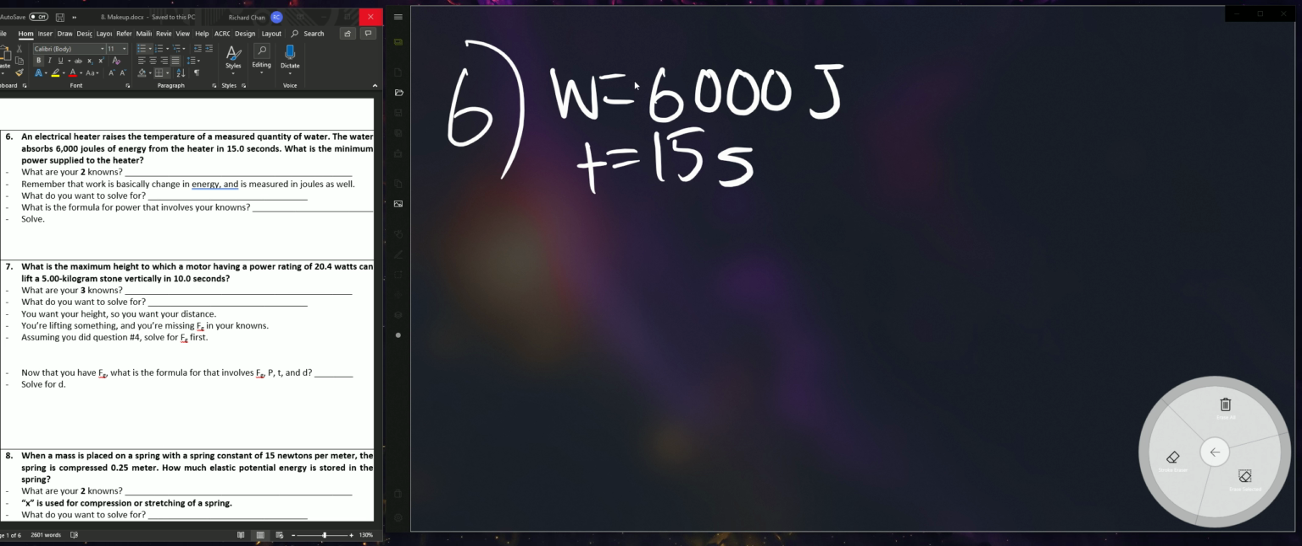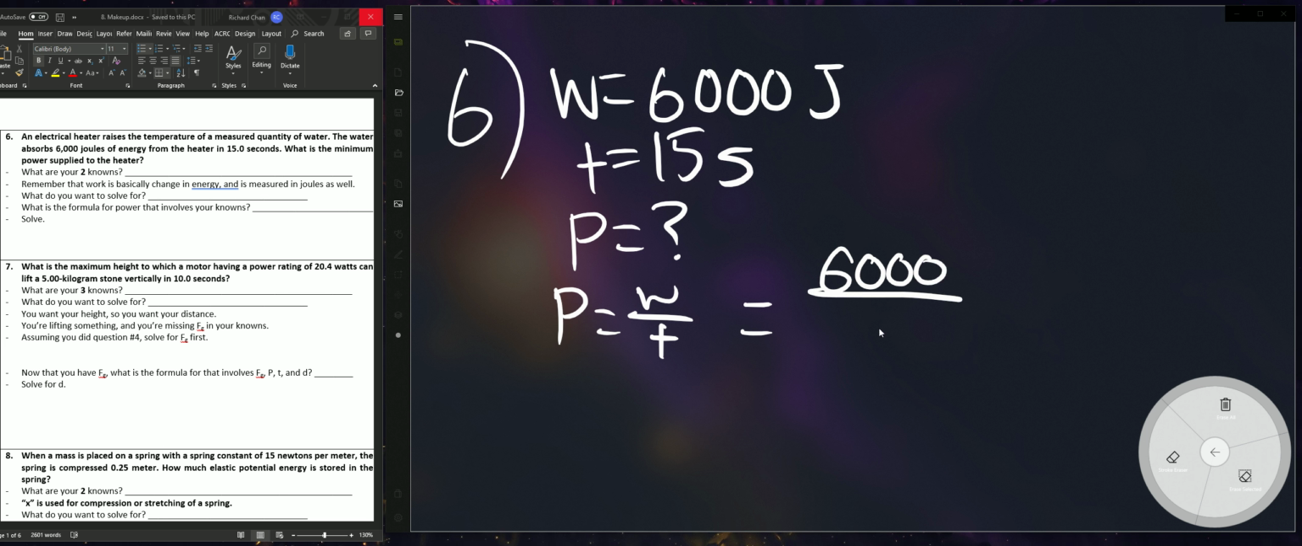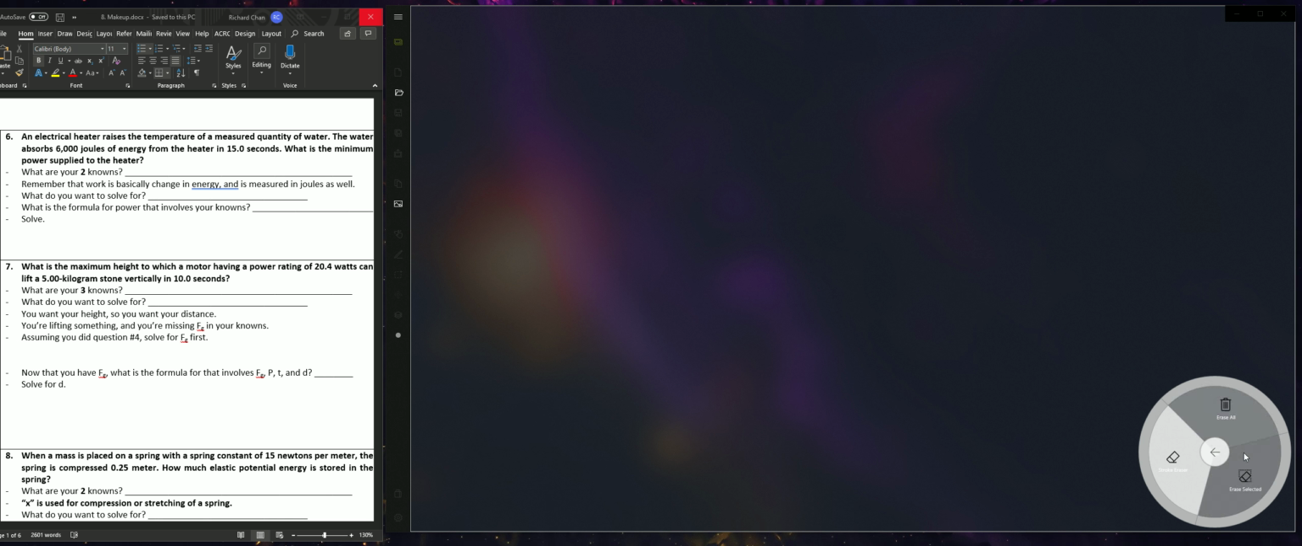Well, these are your two knowns. What do you want to solve for? You want to solve for power, right? And so the formula that involves power is this. And now all you're gonna do is substitute the numbers, and wow, we got the answer. So this is gonna be 400 watts, because that's how power is measured.